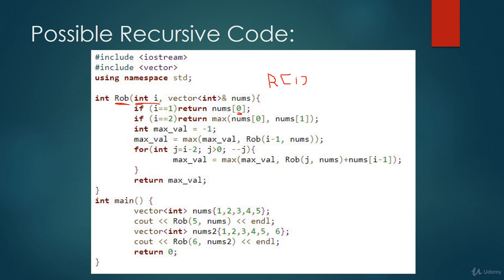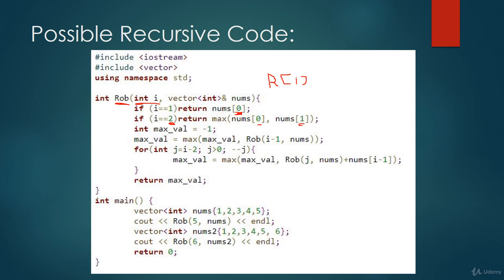It's 0 here because the indexing in C++ starts from 0, in most languages actually. So we take nums[0], the first house. If I is 2, on the other hand, then we simply return the maximum of nums[0] and nums[1], the first house and the second house.